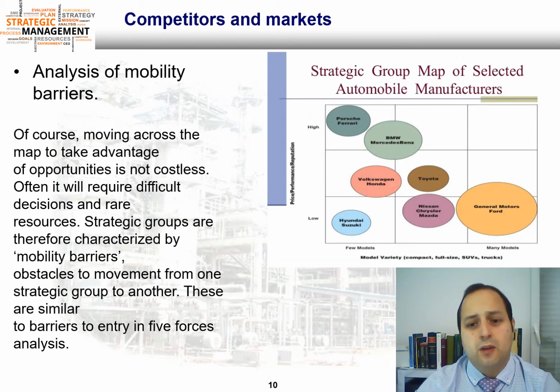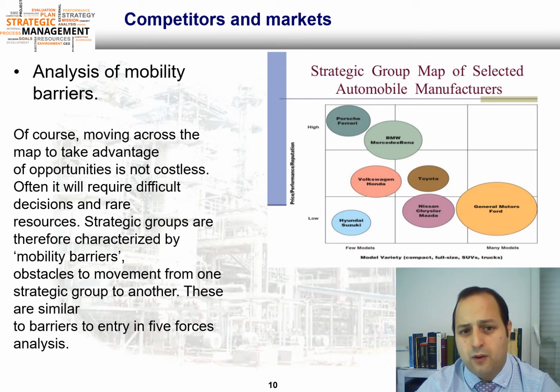And finally, we are going to speak about the last way in which the concept of a strategic group could be useful. This is for analysis of mobility barriers. Okay, here we can see again the strategic group map of the automobile industry. For example, you can see that Porsche and Ferrari in the corner are in a different part of the strategic group map than Ford, for example.